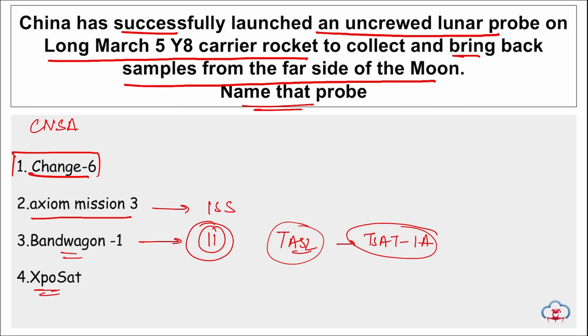Then if we talk about XPoSat, remember, it was launched by ISRO. What is XPoSat? It is the X-ray Polarimeter Satellite, the first dedicated polarimeter satellite, launched using the PSLV-C58 rocket from the Satish Dhawan Space Centre in Sriharikota, Andhra Pradesh.